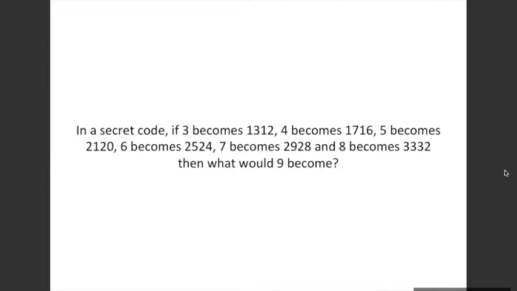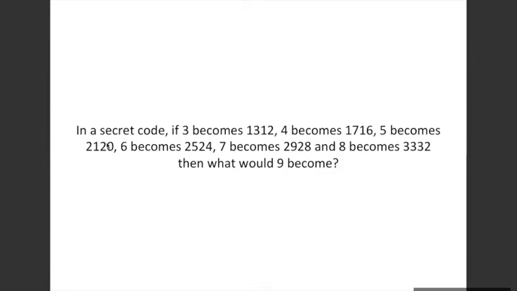Any sequence anybody is able to find? Yes, ma'am. The number should be multiplied by 4. The digit of the 4-digit number should be like 3 into 4 it is 12 plus 1 it is 13, so 1 3 1 3. 30. Okay. So 4 into 4 is 16 plus 1 is 17.